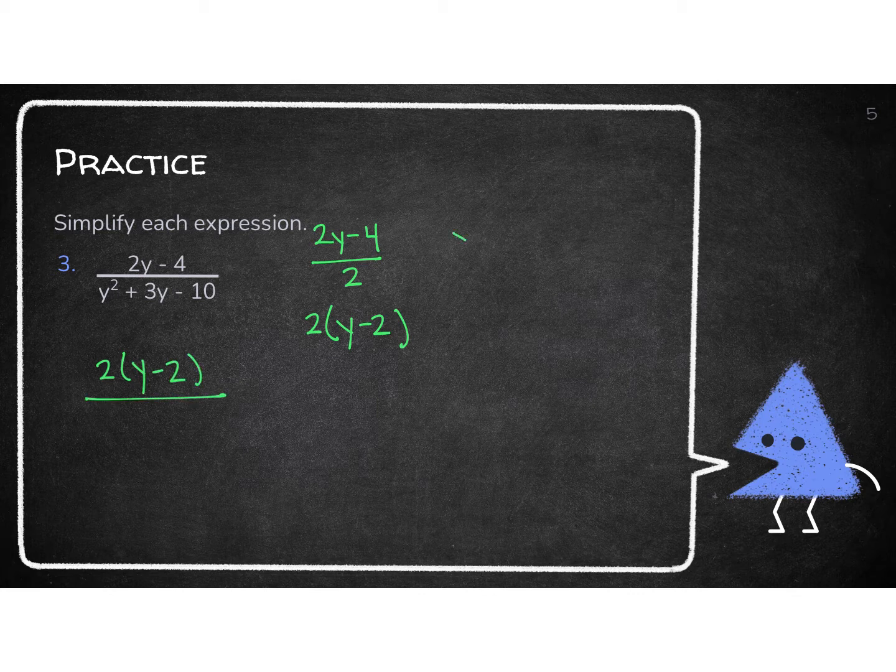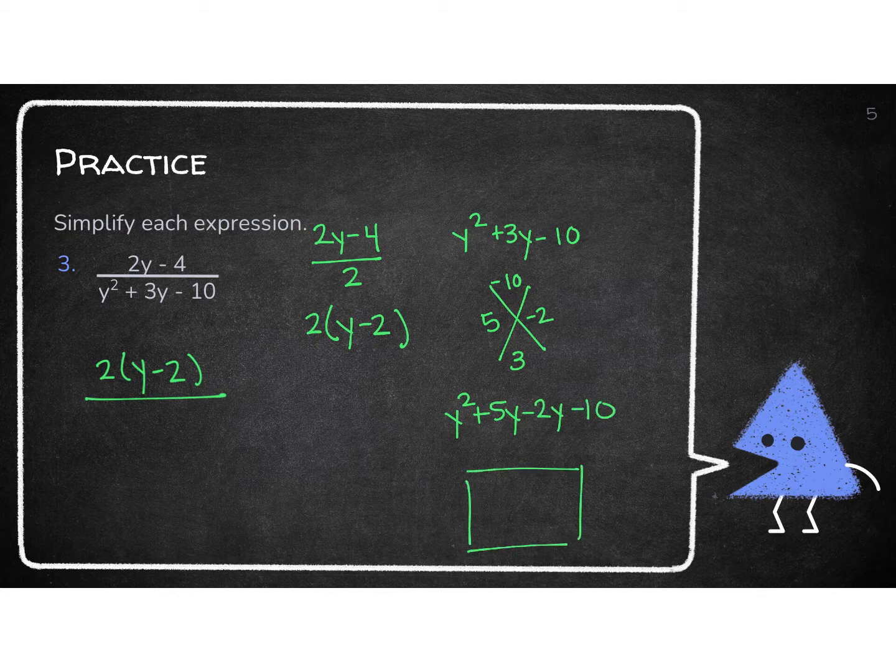Let's deal with the bottom now. I have a y squared plus 3y minus 10. These do not have a GCF, so I'm going to go straight into, since I see a y squared, I'm going to factor. I have negative 10 on the top, 3 on the bottom. So I know that 5 times negative 2 will make that all work out. So I'm going to have y squared plus 5y minus 2y minus 10.